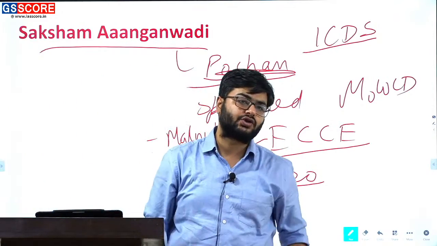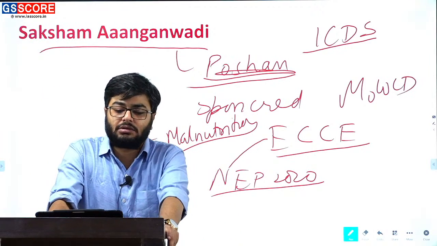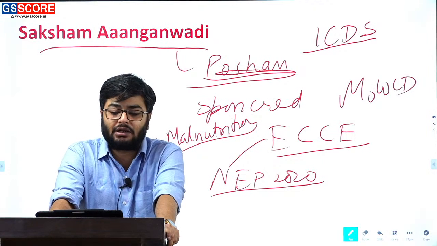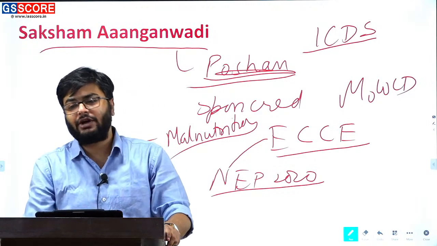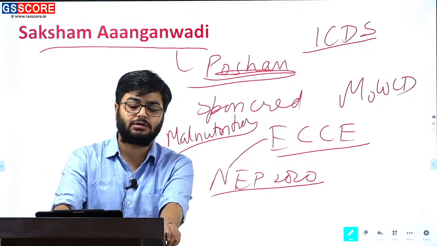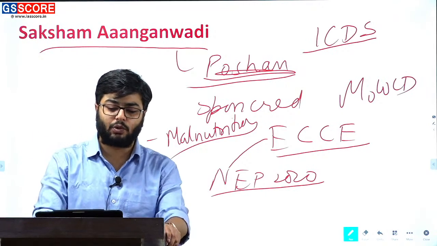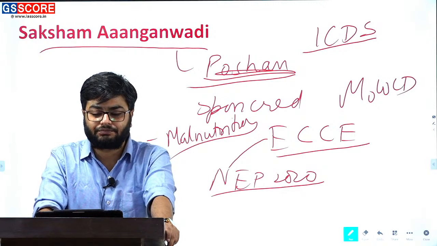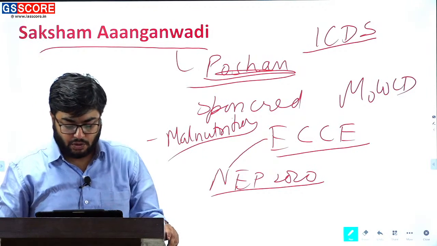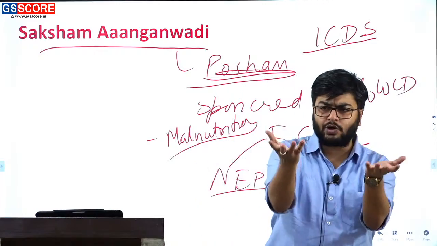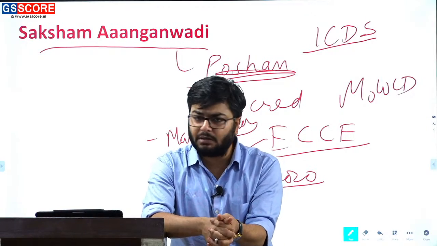So a convergence approach is being used with respect to this, with Anemia Mukt Bharat, Janani Suraksha Yojna, Swachh Bharat, School Health Program, and cross-sectoral collaboration with Ministry of Health, Education, Jal Shakti, etc. A real-time monitoring, like I said, happens via PM Poshan tracker. Okay, PM Poshan tracker, right? So with this, I have covered around 28 schemes which are high yielding schemes for the upcoming prelims examination.